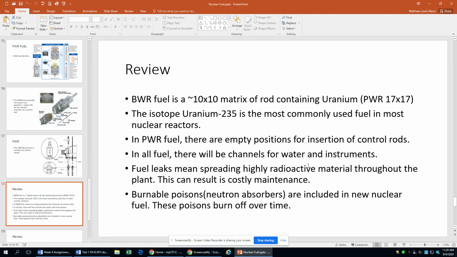So a fuel leak is going to mean that there's higher radioactivity all through the plant. And this is very expensive, very costly maintenance. It's also going to cause you to get exposed more. So we really, really need to avoid that.